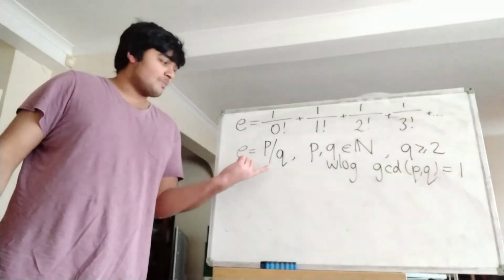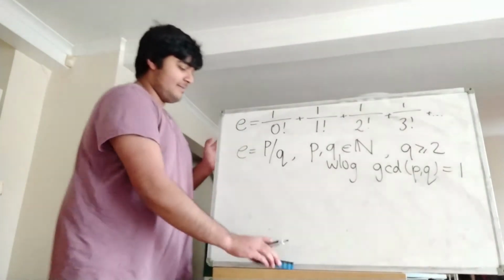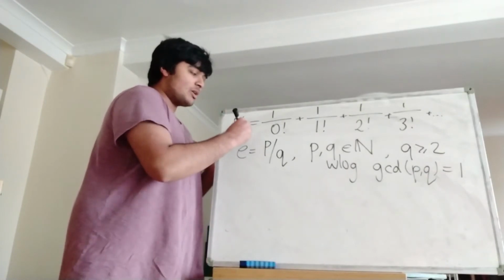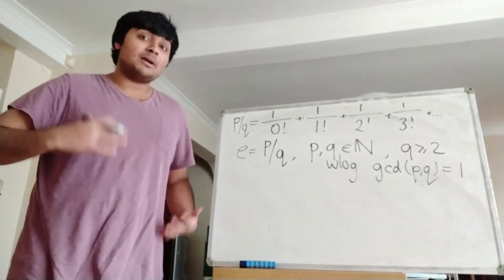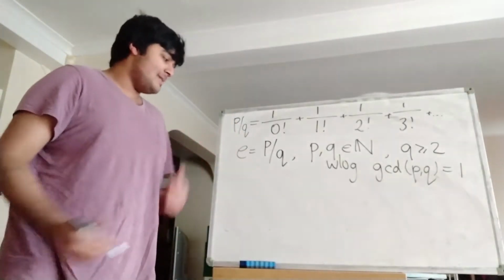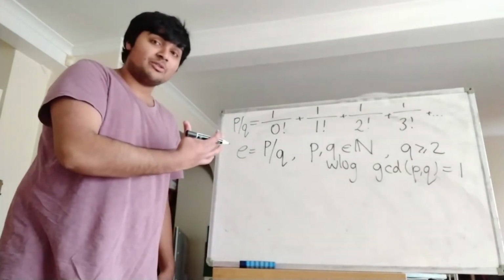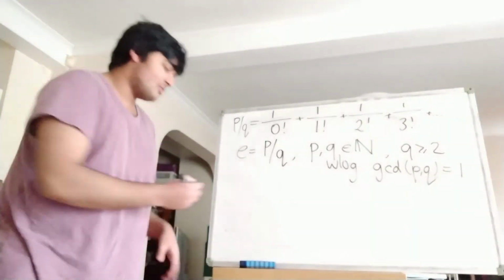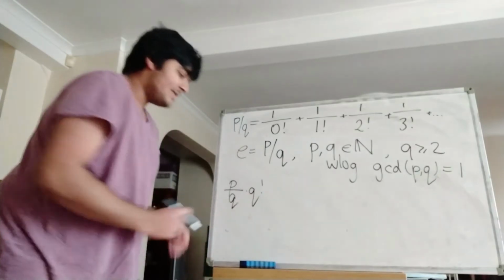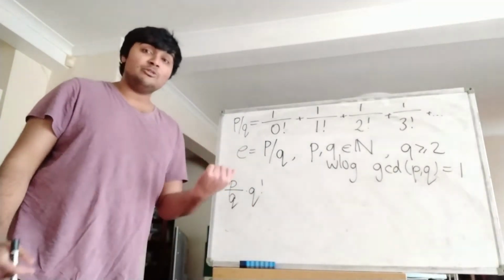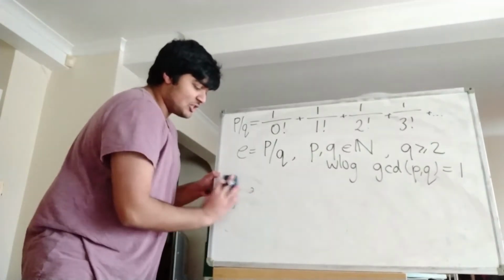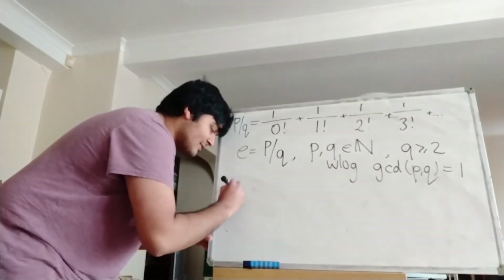So what I want to do is just plug this back into our definition up here. So just replace this now with p over q. And what I want to do now is multiply both sides by q factorial. Okay, so on the left hand side, I'm going to get p over q times q factorial. This thing here, q factorial, is precisely q times q minus 1 factorial. So I can actually write this thing here as just p times q minus 1 factorial.